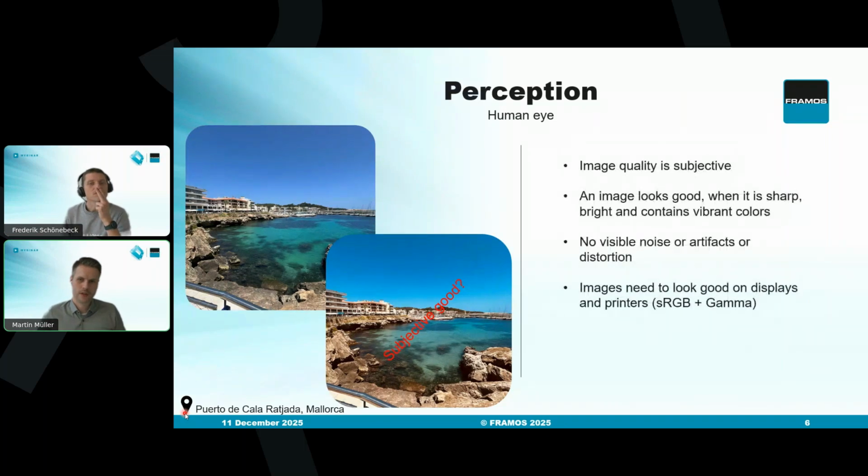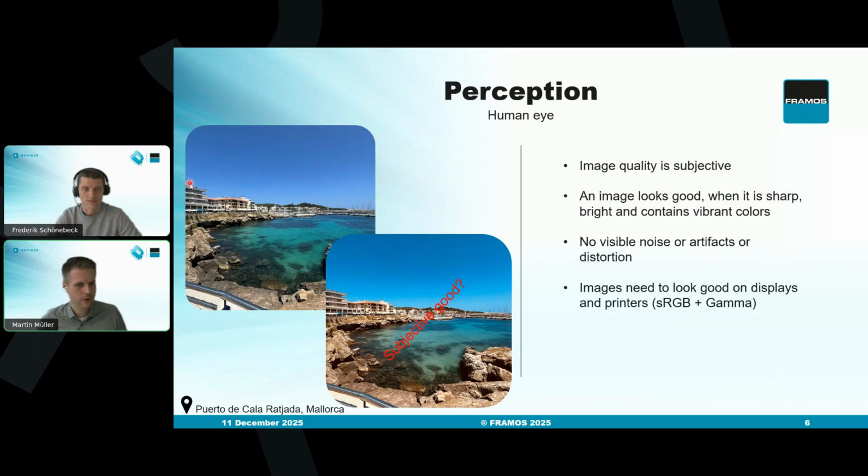In general, an image for the human eye looks good when it is sharp, bright, and it contains vibrant colors. Also, images should not contain visible noise or artifacts or even optical distortion. Optical distortion is usually introduced when using wide angle optics, and it will cause straight lines to bend. You want to have rectified, corrected images, like seen here. You want the rooftops, for instance, to be completely straight.